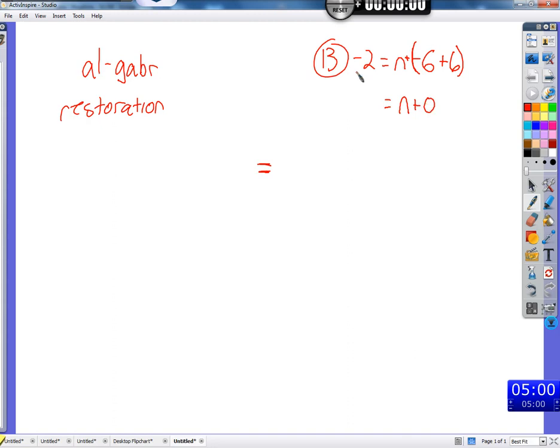But we also need to add 6 on this side, of course. Because if we've added 6 over here and not over there, we made this side heavier than that side, when they used to just be equal to each other. So we add 6 to both sides. Negative 2 plus 6 is 4. Well, n plus 0, it doesn't change anything if you add 0 to a number. So n plus 0 is just n, and n is 4.